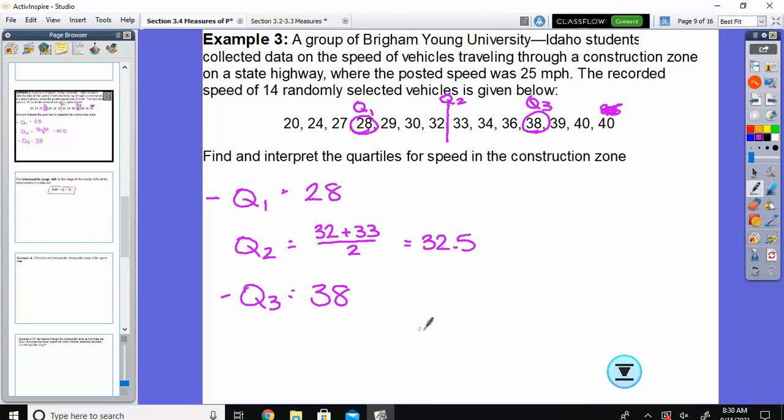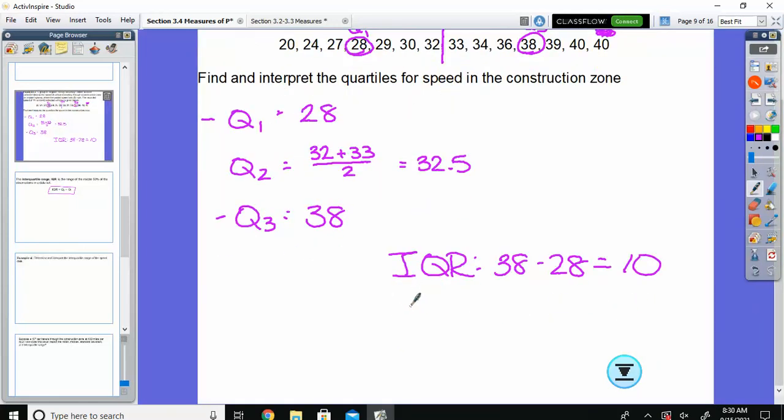Okay, so let's find the interquartile range for this example. What would you do? So what that means is the middle 50%, between the 25th and 75th percentile, so the middle 50% of the speeds were within 10 miles per hour of each other. There's a 10 mile per hour difference between the first and third quartiles.